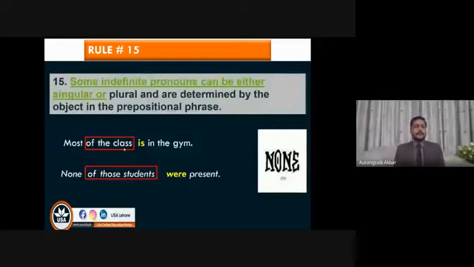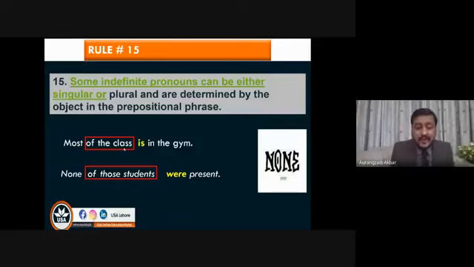Then again, it is rule number 15 related to indefinite pronouns. Some indefinite pronouns can be either singular or plural. There are a few of them we have discussed that can be singular and can be plural as well, and they are determined by the object in the prepositional phrase. Look at: most of the class is in the gym.